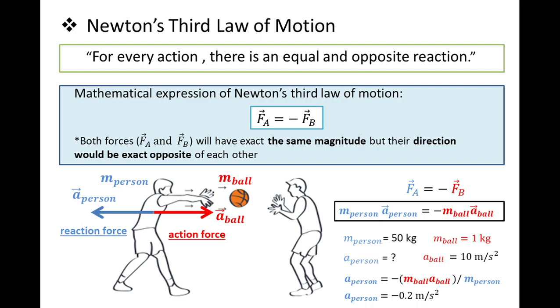To make it clearer, suppose that the ball is 1 kilogram while you are 50 kilograms. If the acceleration of the ball due to the force you exerted is 10 meters per second squared, that means that your acceleration due to the force exerted by the ball is just 0.2 meters per second squared, and that is directed towards the opposite direction. Thus, the force you exerted on the ball is equal and opposite to the force exerted by the ball on you.